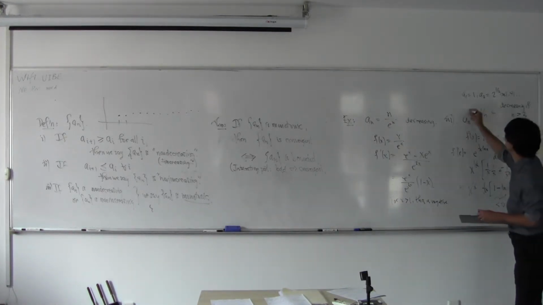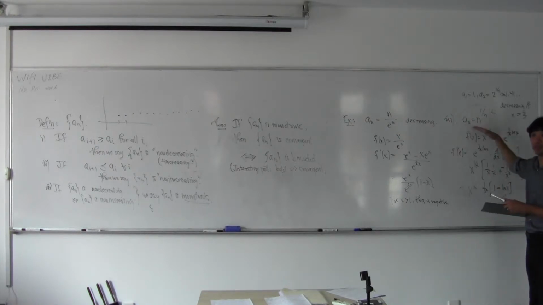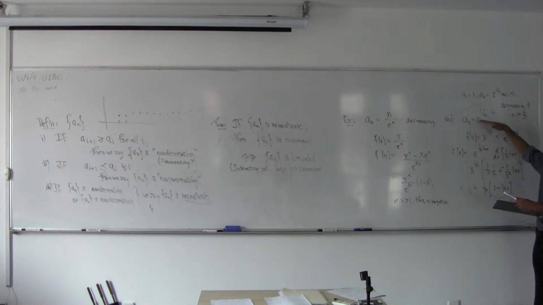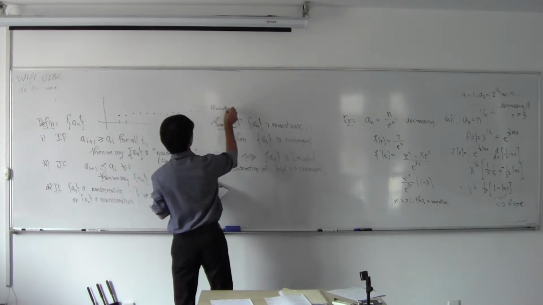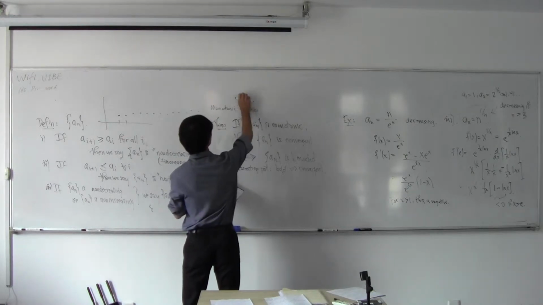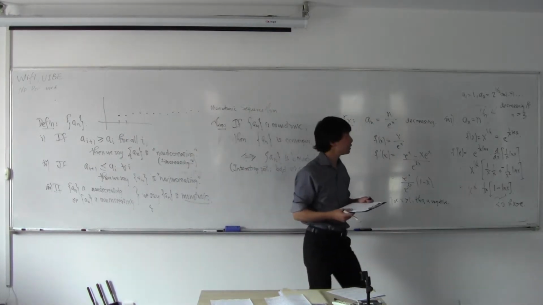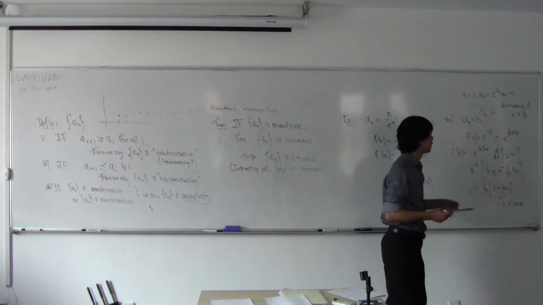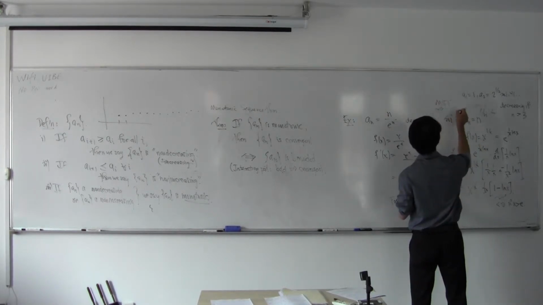So for example, here's this sequence, n to the 1 over n. We know that this guy is bounded, because the numbers are decreasing and they're all bigger than zero. And so this theorem, which is called the monotonic sequence theorem, says that this thing is convergent. The monotonic sequence theorem says that this converges.